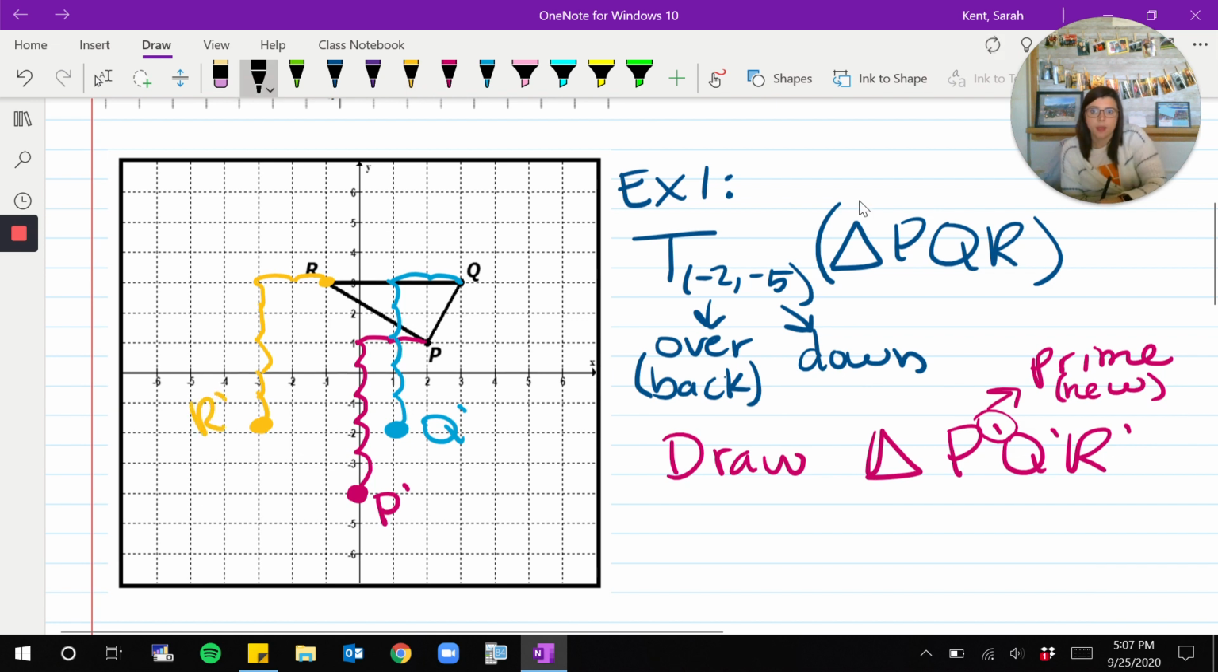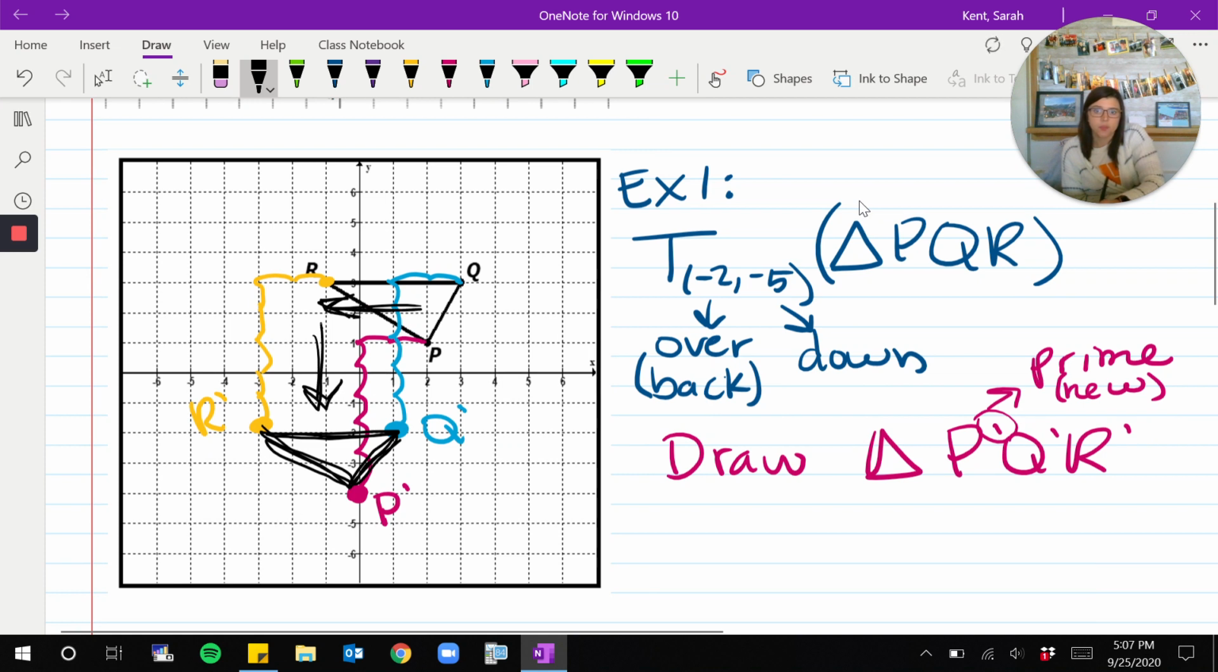And if I connect these 3 dots, I get another triangle just like my first one. All we did was slide it back and slide it down.